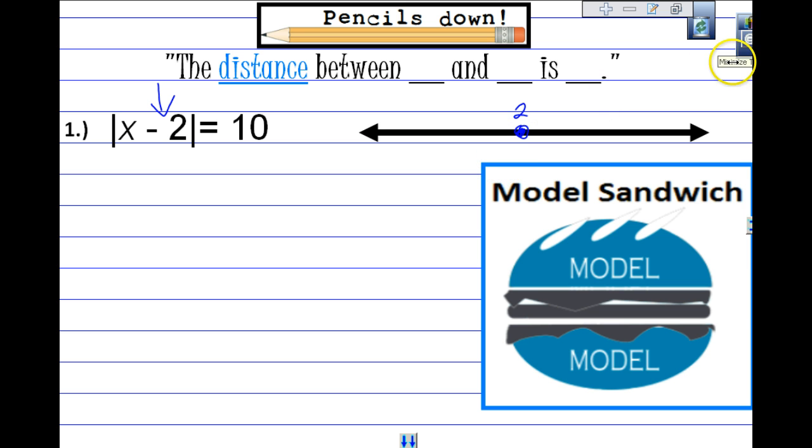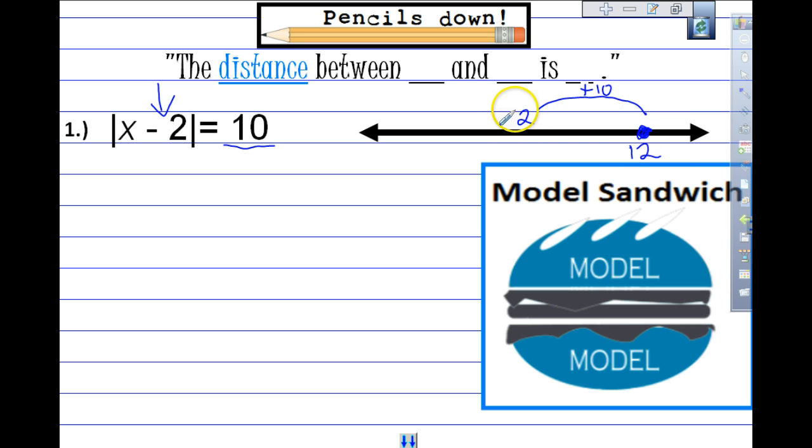And actually I shouldn't use a dot because it's not an answer. That's the center, it's at 2. Now, this is the distance, so it means I go 10 to the right. There's an answer. That is a dot. And that answer would be, yeah, 2 plus 10 is 12.